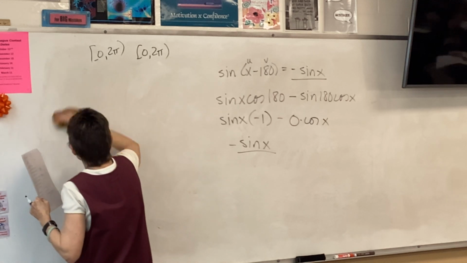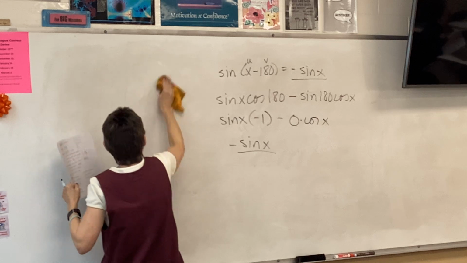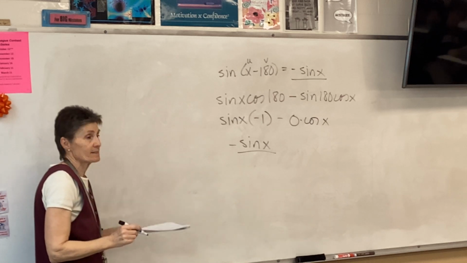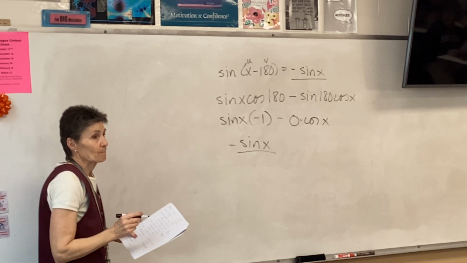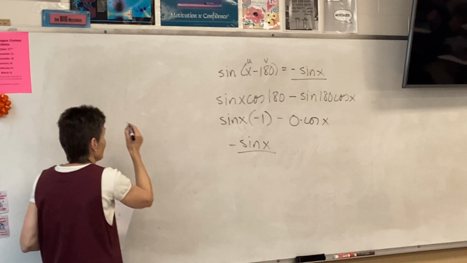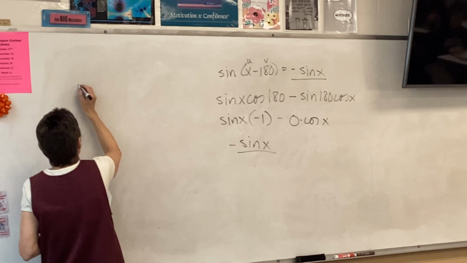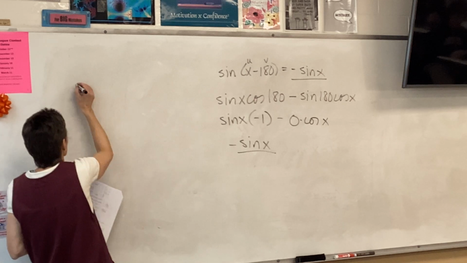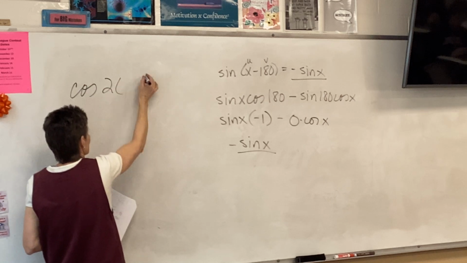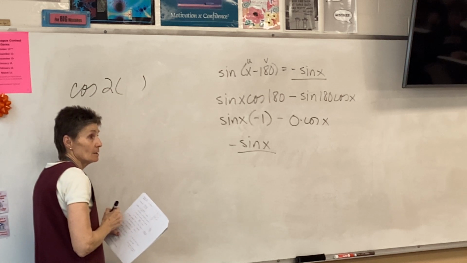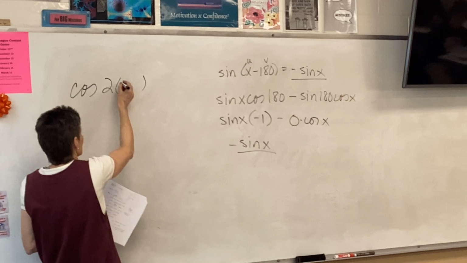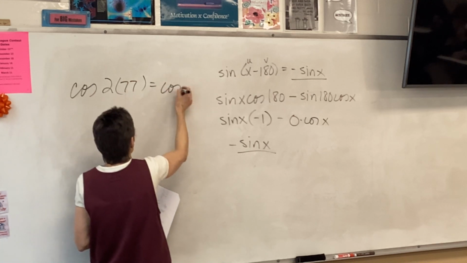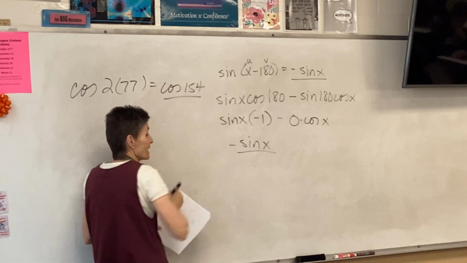Now, B, somewhere on your reference sheet, you will see cosine squared minus sine squared. Where do you see that on your reference sheet? Cosine squared minus sine squared is cos 2 theta, so it's the cosine of twice the angle. The angle is 77, so it's the cosine of 154. That's the answer.